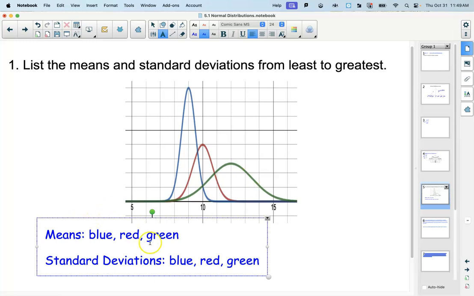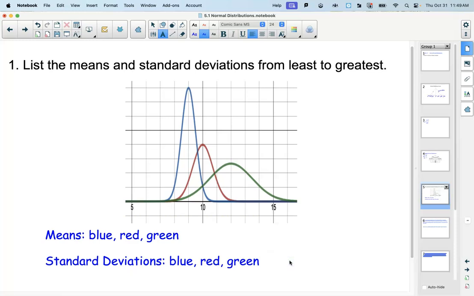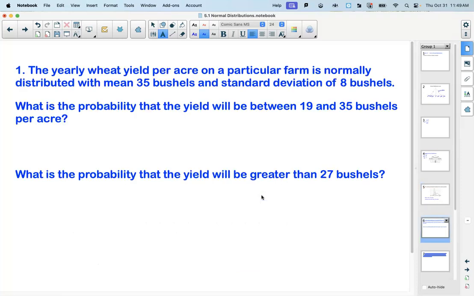Now, does that mean that the graph with the greatest mean is going to have the greatest standard deviation? No, that was just how it worked out in this one. But I still want us to understand the concept. Mean is the middle, the line of symmetry of the graph. Standard deviation describes the graph's spread. All right, so let's get to the meat of what I'm going to be asking you to do here.